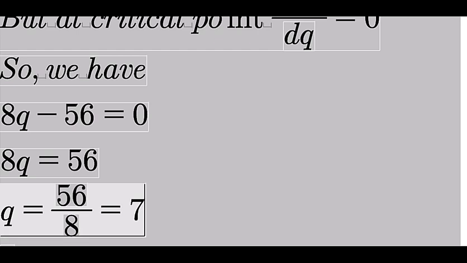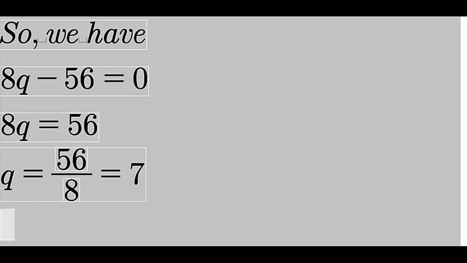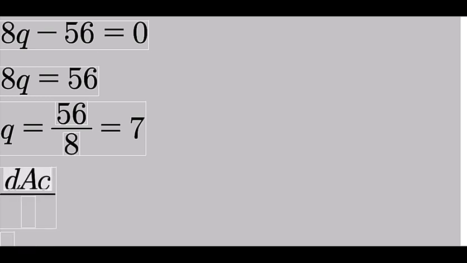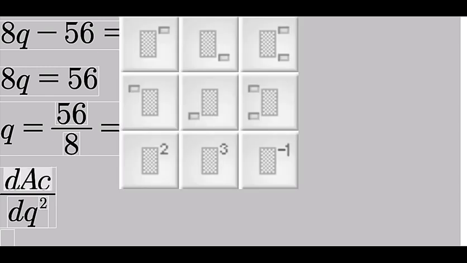Let us test if this output of 7 is the one that minimizes the firm's average cost. To do that, we take the second derivative of AC with respect to Q, which gives me d squared AC over dQ squared equal to 8. Normally the first derivative is 8Q minus 56, so the second derivative is 8, which is positive.